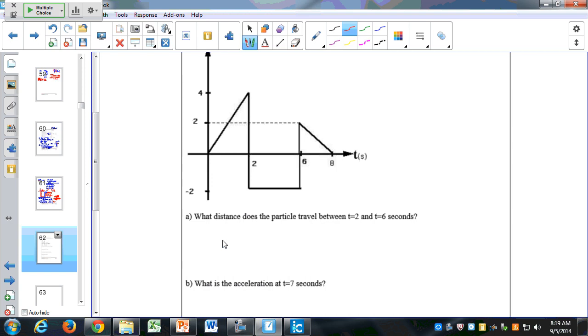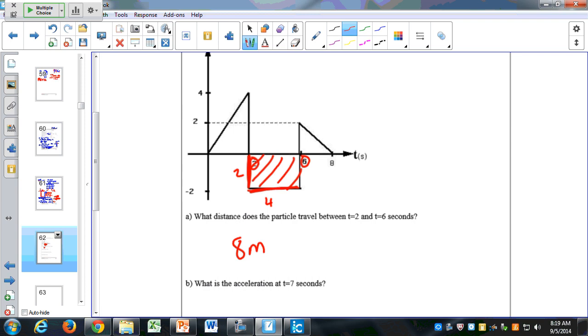Does anybody have an answer? You have it? It's 8 meters. So if I have a velocity versus time graph and I want to find the distance, I just find the area. All right, so I can find the area of this little part. That's 2 on this side, 4 on this side because it's going from 2 to 6. And so the area equals 8 meters.